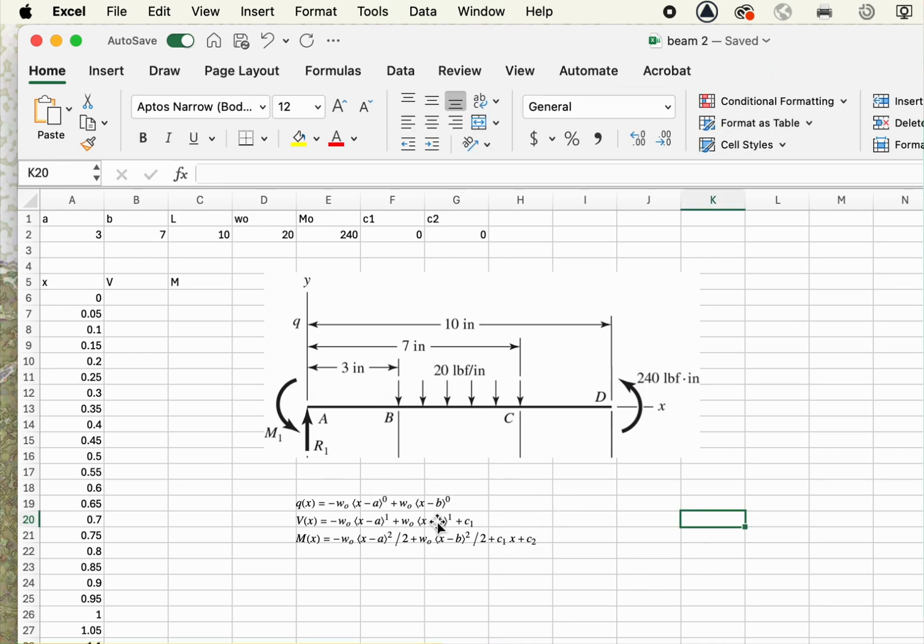But anyway, this is how we do it on paper. But the problem here is that you can't use paper to plot. So we want to actually plot these. Okay, so all I'm doing is taking this equation and translating it into Excel.